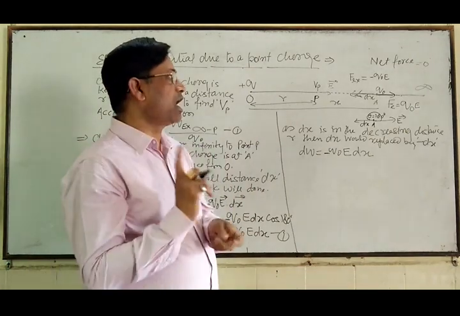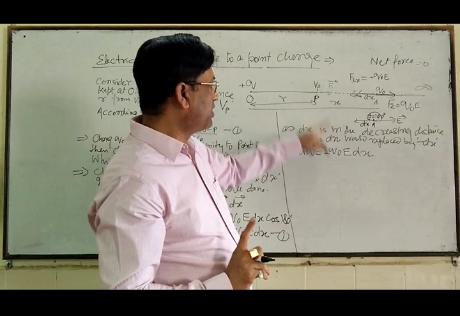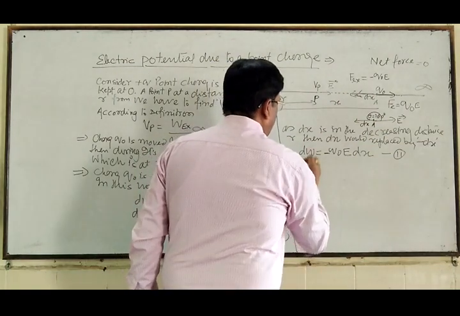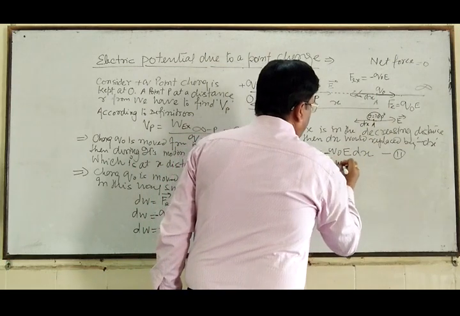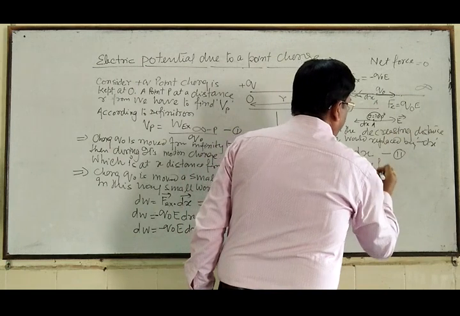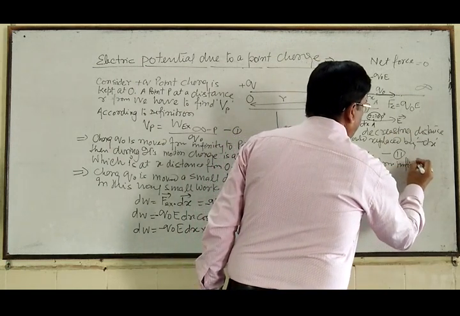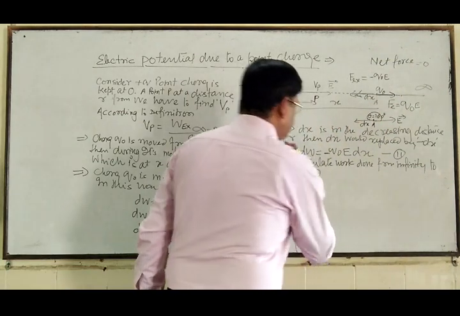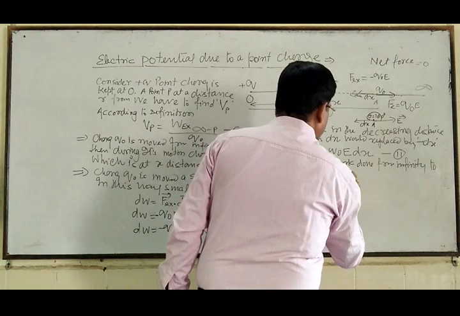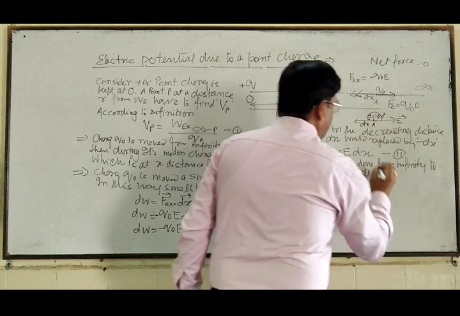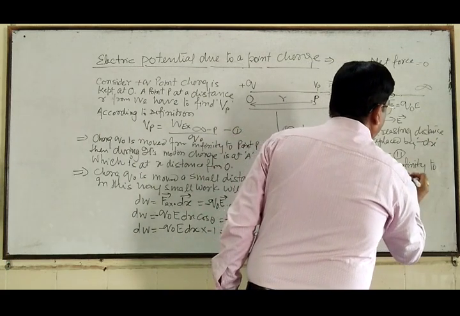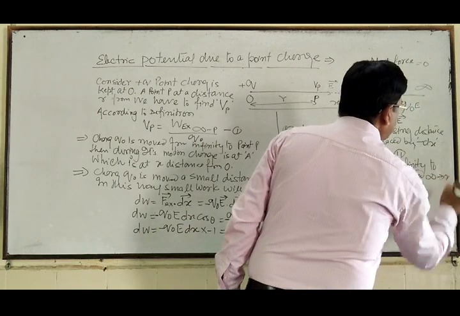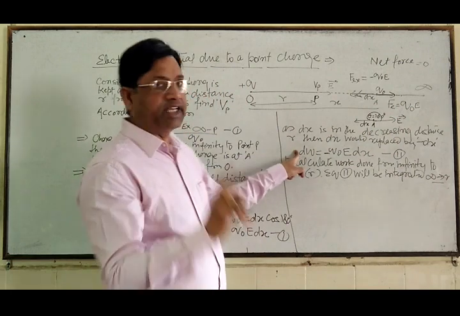Now, but our purpose is to calculate the work done from infinity to this point P. Then we name this equation 2. To calculate work done from infinity to P, which is distance R, equation 2 will be integrated between infinity to R. The integration is done on both sides.